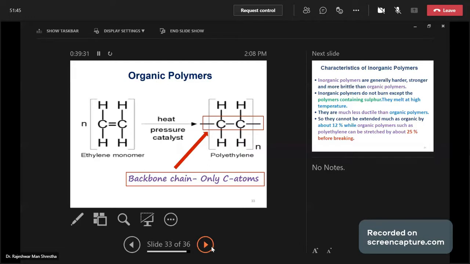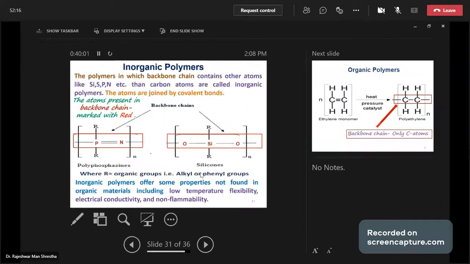That is known as polymer. In this case, this organic polymer contains carbon atoms only in the backbone chain. This is the main chain, surrounded by side groups. In organic polymer, the main chain or backbone chain contains only carbon, and organic polymers are such polymers which contain carbon atoms in backbone chain or main chain.